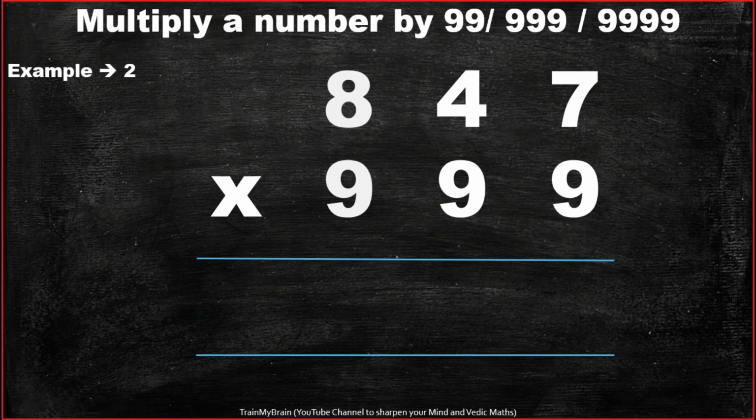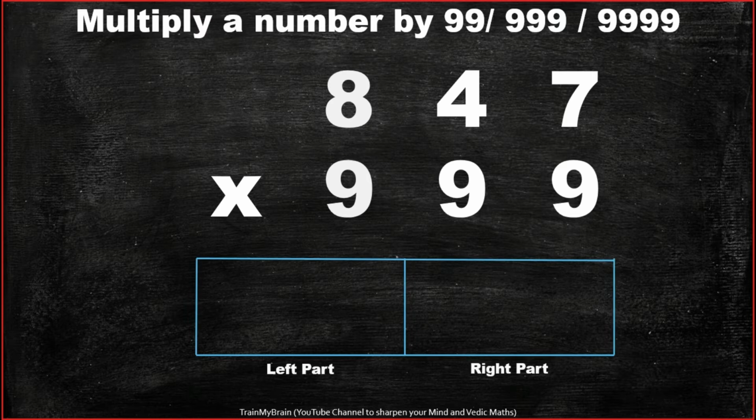Now pick a bigger number, a 3 digit number, 847 to multiply with 999. The prerequisite condition is both the numbers should have the same digit count. So we have 3 in both. And the next is one of the numbers should have only nines. So one of the numbers has only nines. The prerequisite condition is satisfied. Now create left part, right part.